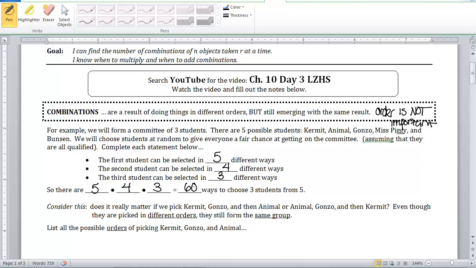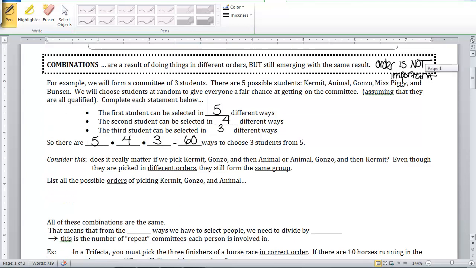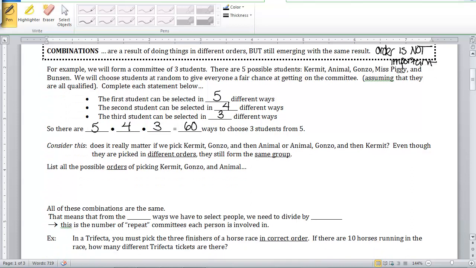Now, here's something to consider. Does it really matter if you pick Kermit, Gonzo, and then Animal, or Animal, Gonzo, and then Kermit for the committee? Even though they were picked in different orders, they still form the same group. So, let's look at all the different possible orders of picking Kermit, Gonzo, and Animal. I'm going to use K for Kermit, G for Gonzo, and A for Animal. When I'm trying to figure out the exact orders, I want to do this in an organized manner. So we'll do the different orders if I pick Kermit first.